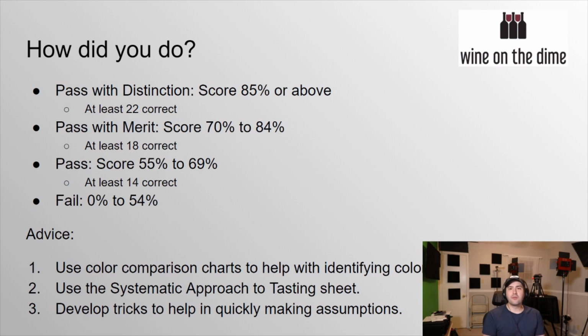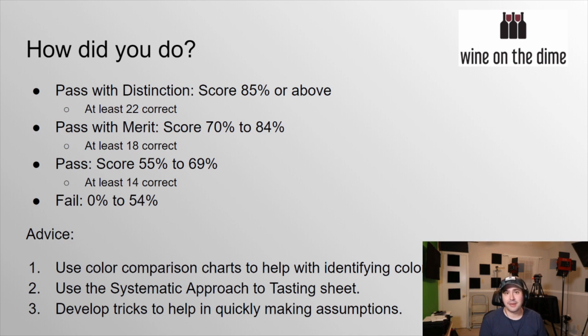So if you're looking for some advice in terms of how to get better in this section, if you didn't quite score where you were hoping for, here are my 3 pointers. First, use a color comparison chart when you're trying to identify color. There's an entire section within the textbook that talks about that. There's also some other examples that you can find online where people have made little sample charts that you can see. Look at those and try to compare them to each other whenever you're actually going through and performing your evaluation.